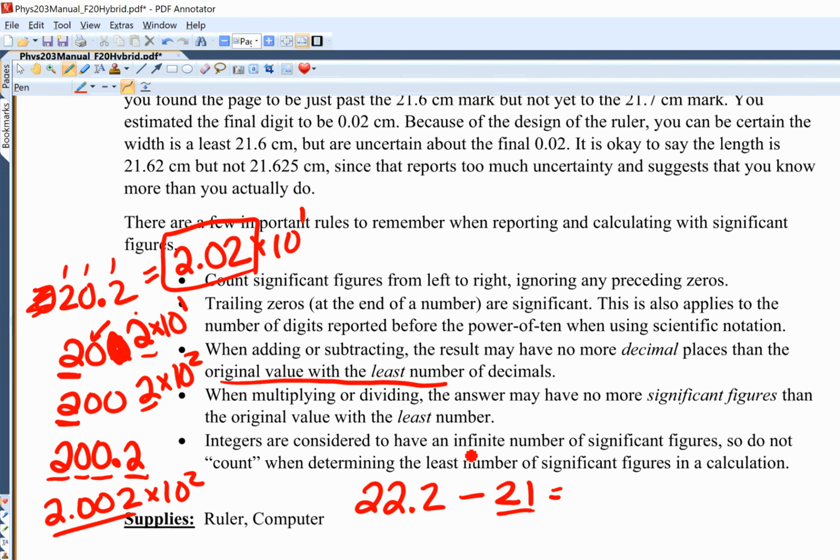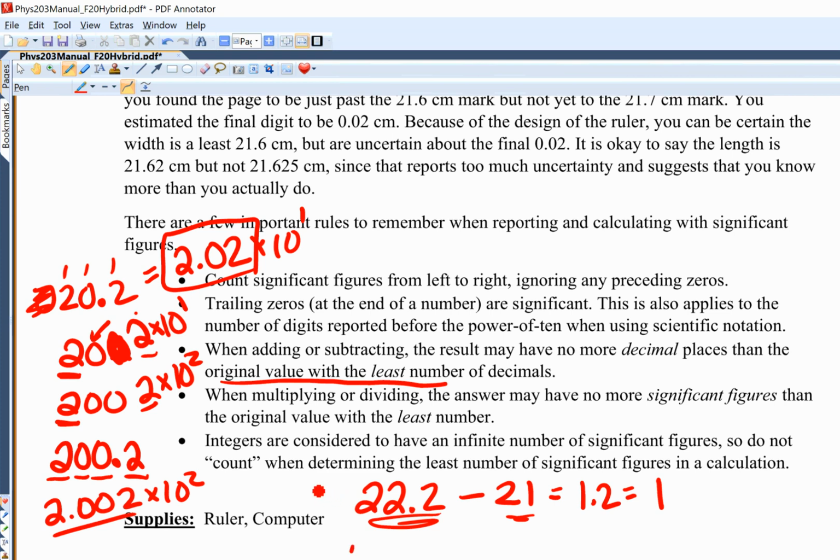I'm sorry. Let me rewind. This has 2 significant figures and no decimal places. This has 3 significant figures and 1 decimal place. So my final answer will have 0 decimal places. So 22.2 minus 21. If I do that in my calculator, I get 1.2. But I'm only going to report 0 decimal places. So I'd have 1. Let's do a different one.